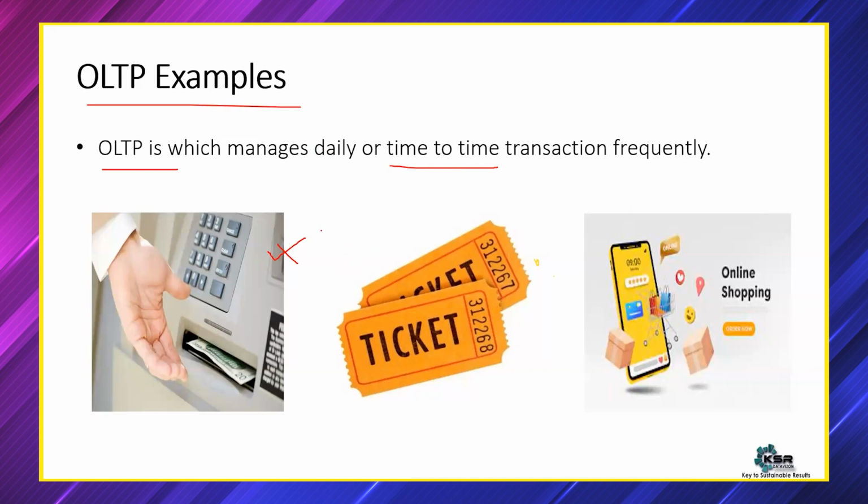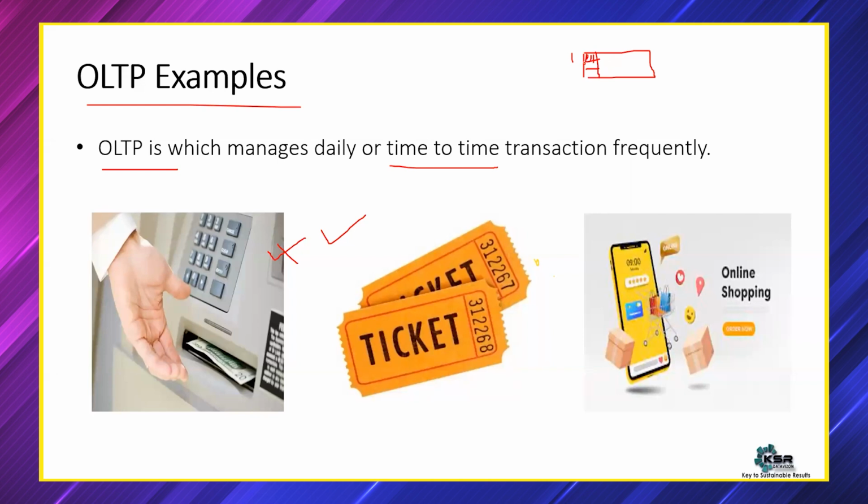Take any ticketing system. If you're trying to book a ticket for a specific bus and there are multiple seats allotted, seat 1, seat 2 and seat 3, you have booked seat 1. Once you make a payment, this seat needs to be blocked. If this seat is not blocked, some other person will come and book this seat. So there is no point.